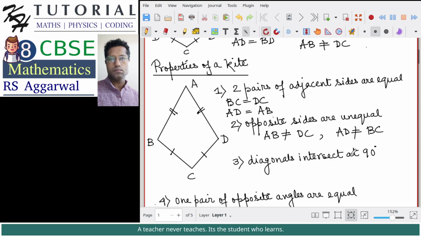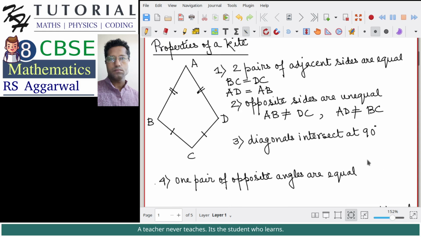The first two properties come from the definition of a kite. The third property is super important: the diagonals intersect at 90 degrees. So in a kite, the diagonals always intersect at 90 degrees. They do not bisect. Remember, they only intersect at 90 degrees.